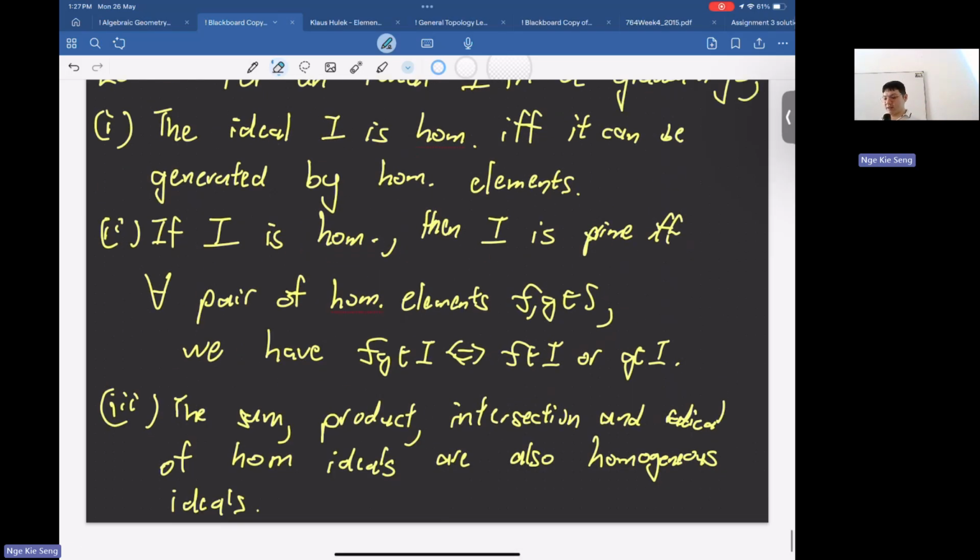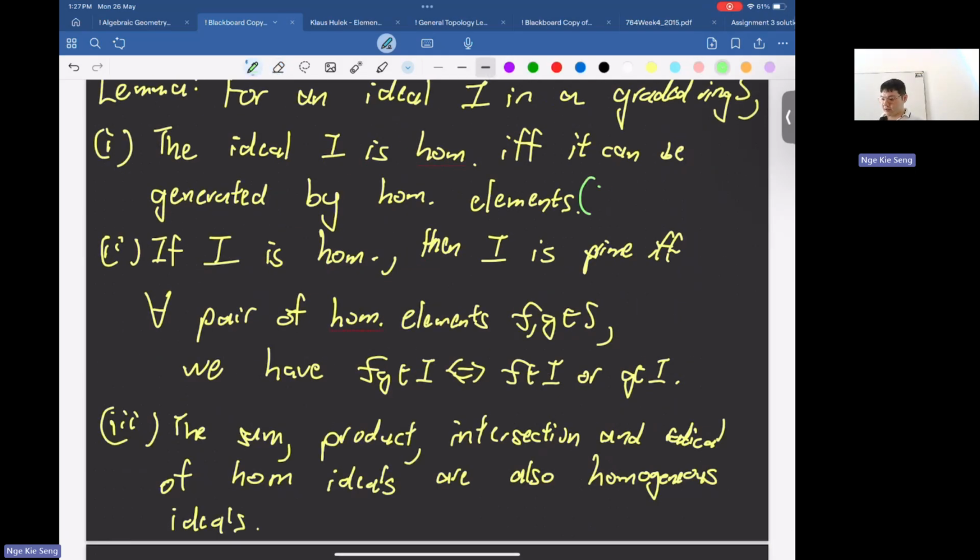You know what it means by homogeneous elements here? For example, you might think of x squared plus y squared. This is homogeneous. But what is not homogeneous here? Maybe x plus y squared is not homogeneous. So if you know that your generator is already homogeneous, then no matter how you multiply, you still keep your homogeneity. But if you know that your ideal is homogeneous, can your generator be non-homogeneous or not? Can or not? So if your ideal is homogeneous, can it be generated by non-homogeneous elements? Suppose you have a non-homogeneous element in your ideal, then that's the element that you cannot write it as.